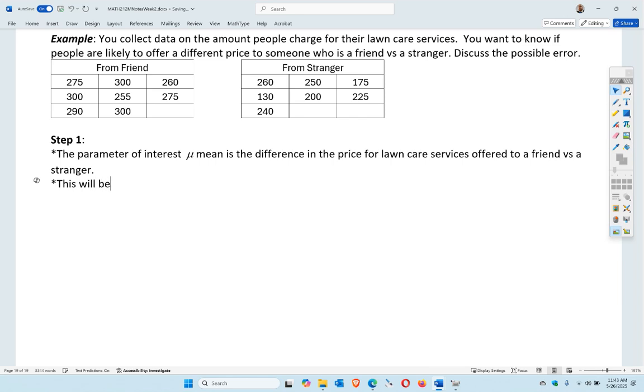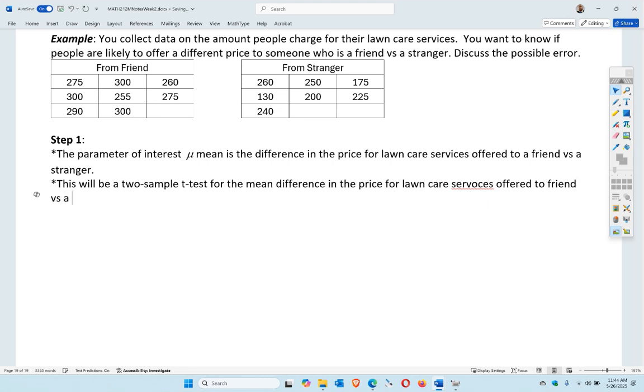This will be a 2 sample, right? We did 2 sample proportions, 2 sample mean, 2 sample t-test, because we use t for means, because we don't know the population standard deviation, for the mean difference in the price for lawn care services offered to friend versus a stranger. Let me see, you don't spell services so, no, typo.